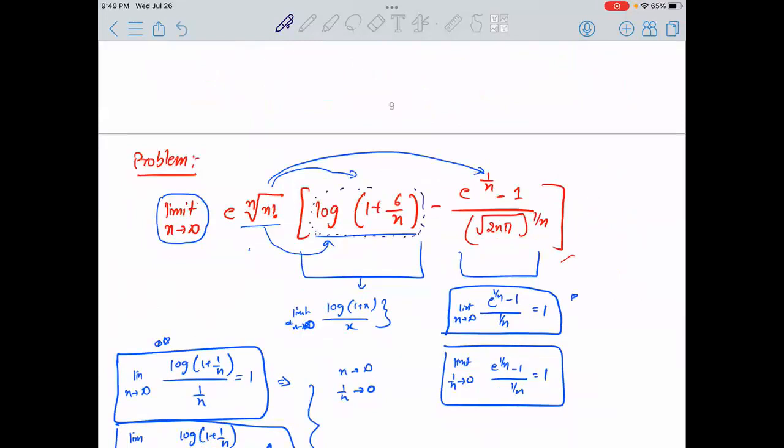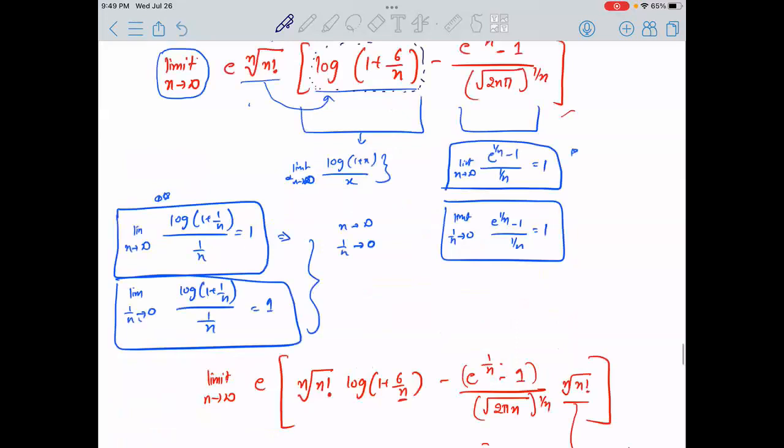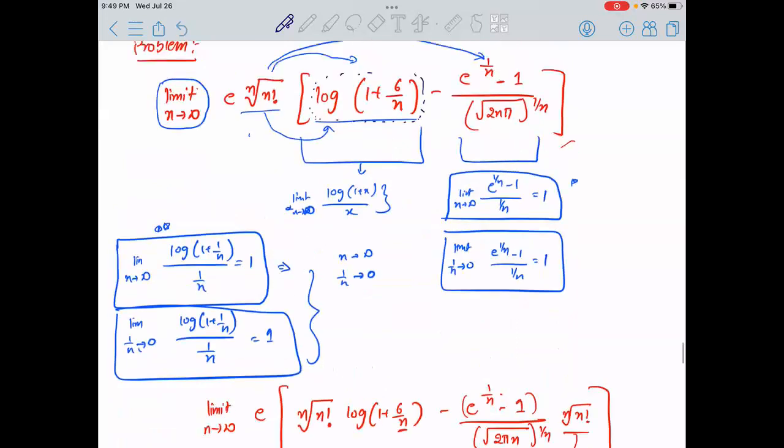Sir, in log, if we put n equal to infinity, then we can directly say log is equal to log 1, because we can put infinity in the position of n. So that's equal to log 1, which is 0. But you can't put infinity in factorial these things. It is 0, I agree. If you put infinity in this, log 1 equal to 0, I agree with you.